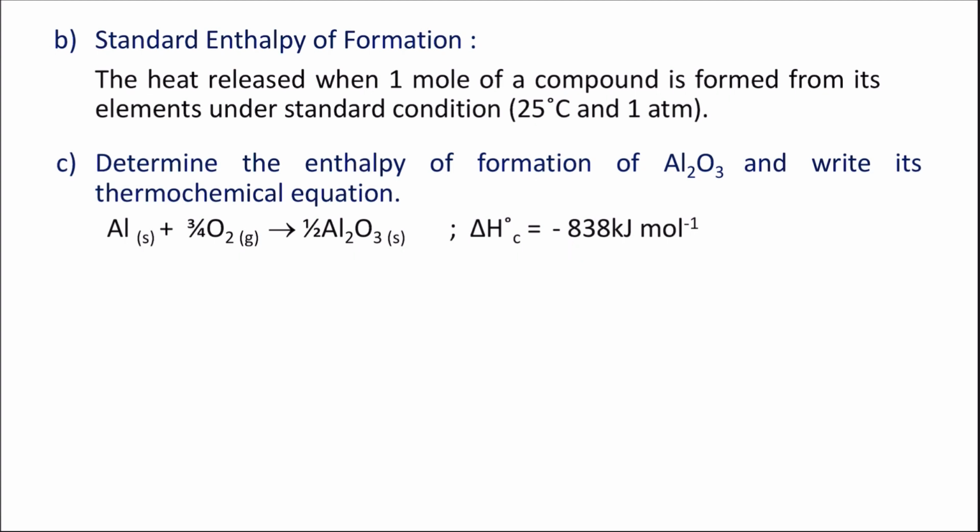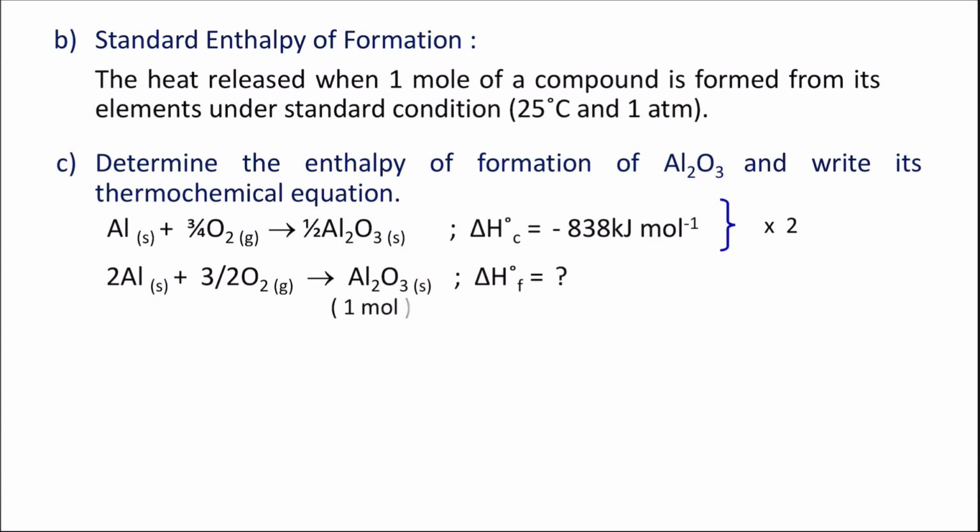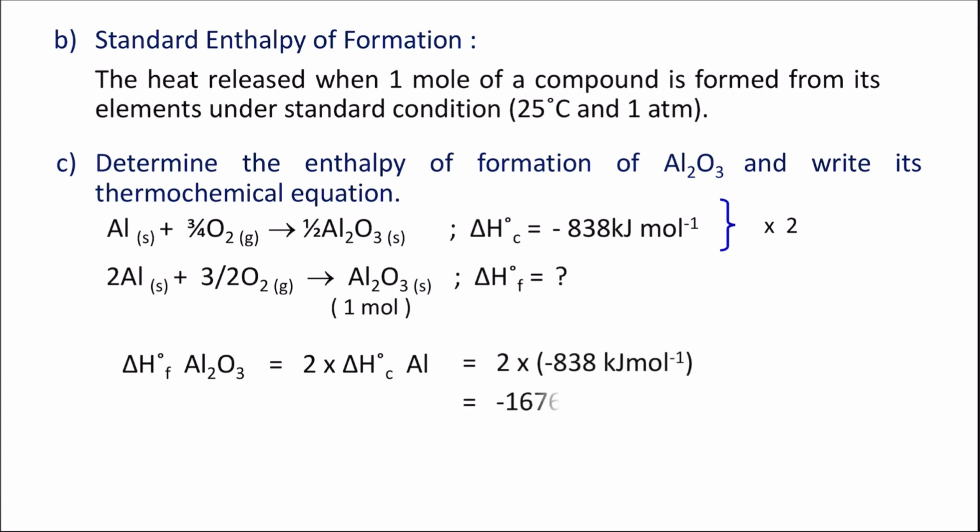And then seterusnya, bila awak nak dapatkan enthalpy of formation, untuk enthalpy of formation awak kena pastikan this one aluminium oxide stay 1 mole. So apa yang kita akan buat, kita akan darab dengan 2. So bila kita darab 2, kita akan dapat equation untuk standard enthalpy of formation dan nilai ni yang kita nak cari. Dan awak boleh nampak this one already 1 mole. So macam mana kita nak dapatkan nilai untuk this delta H naught F? Case yang sama je, awak darab dengan 2 lah. So awak akan dapat nilai dia negative 1676 kilojoule per mole.